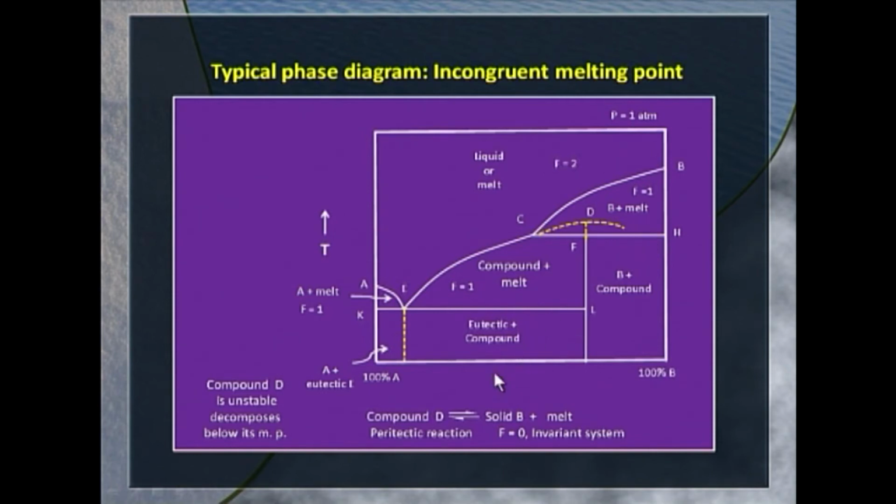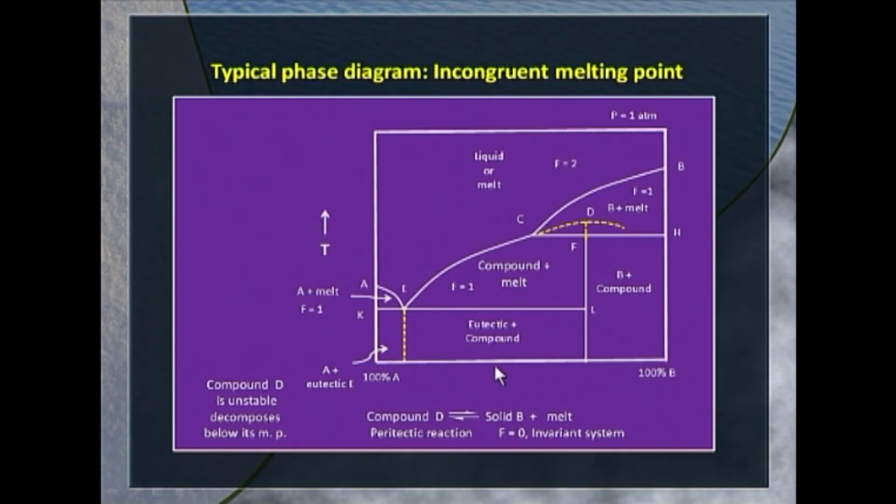In this particular case, the compound that is formed between component A and component B, that is compound named D, decomposes to give solid B and the melt, and the point C is called the peritectic point, and the temperature corresponding to that is called the peritectic temperature. Similarly, in this case we have a eutectic point, the eutectic that is formed between component A and the compound. So, this part of the diagram is similar to what we have seen in the earlier case.